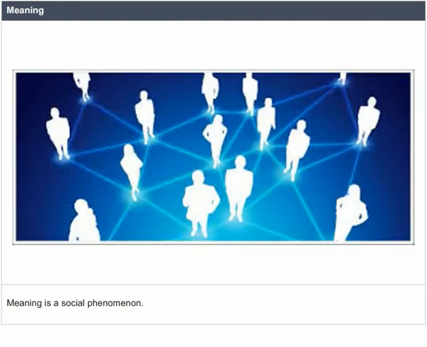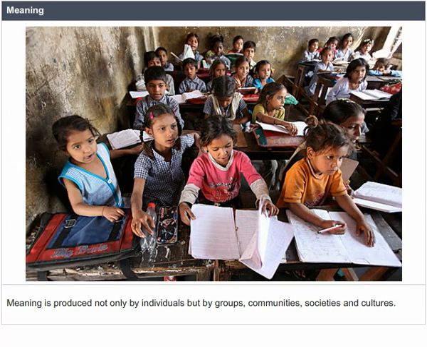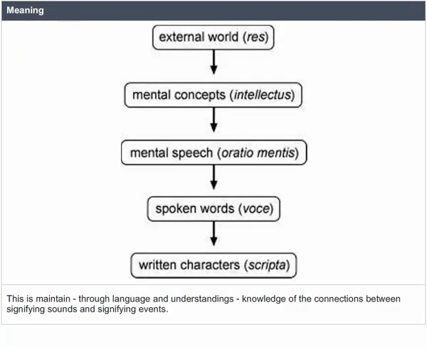Meaning. Meaning is a social phenomenon. Meaning is produced not only by individuals but by groups, communities, societies, and cultures. This is maintained through language and understandings, knowledge of the connections between signifying sounds and signifying events.